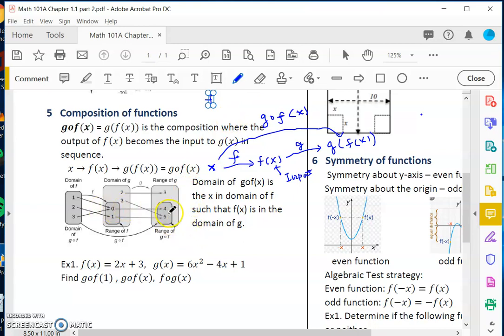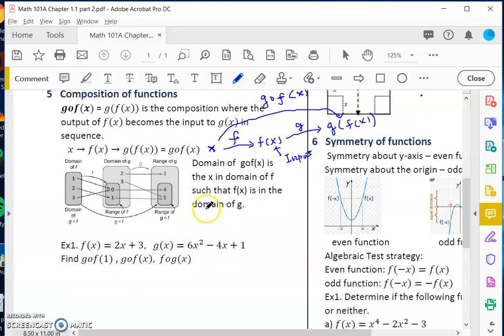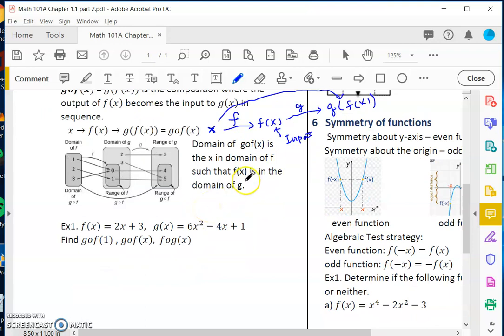So this is a diagram from the book that tells you, in terms of domain, what is the domain of this new function. If you start off with x and then end up with g of f of x, the domain would be all the x that are in the domain of f, such that f of x is in the domain of g. Because you don't want to start with some x that would not be in the domain. Okay, so let's do some calculation of finding GOF or FOG like that.